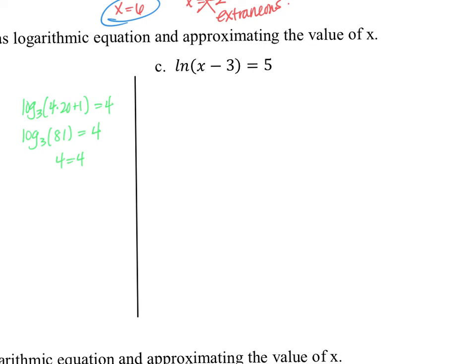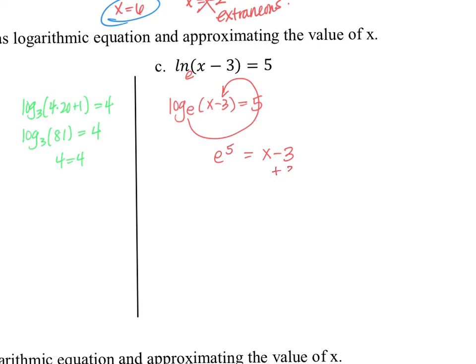Now remember, ln is actually log base e, okay? So if I change this to e, well, let's do our loop-de-loop still. Well, let's rewrite this. This is log base e of x minus 3 equals 5. So now we have our loop-de-loop trick. E to the 5th equals x minus 3. E to the 5th, oh, that's a big number.